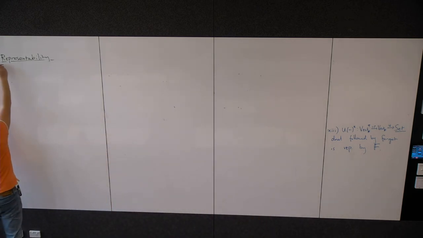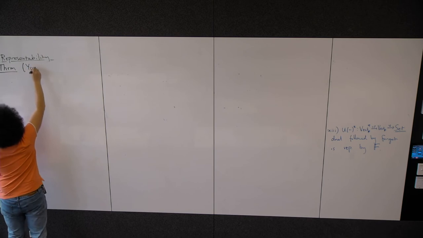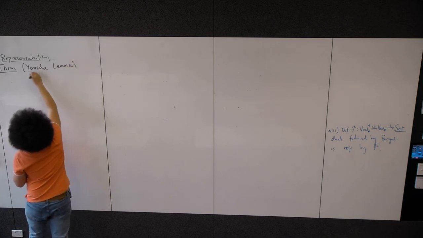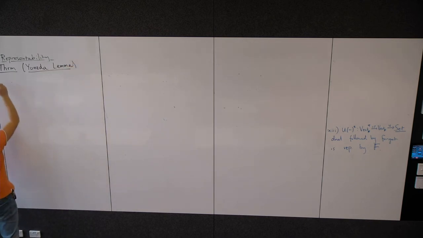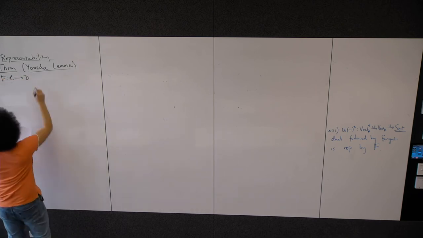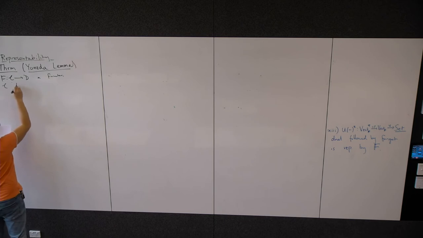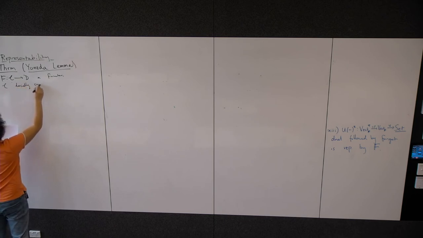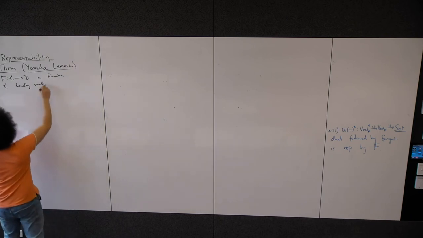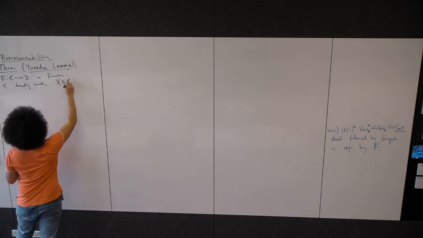All right. So, theorem. This theorem is the Yoneda lemma. Okay, so we have some functor from C to D, where C is locally small. I mean, the point is that you should mostly just consider things that are locally small. And X is some object in C.